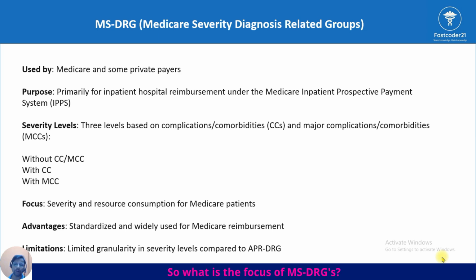So what is the focus of MS-DRGs? The focus will be on severity and resource consumption for Medicare patients. Advantages are that it is standardized and widely used for Medicare reimbursement. What are the limitations here? Limited granularity in severity levels compared to APR-DRGs.